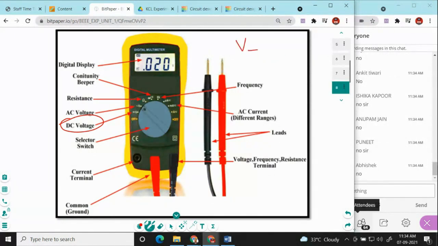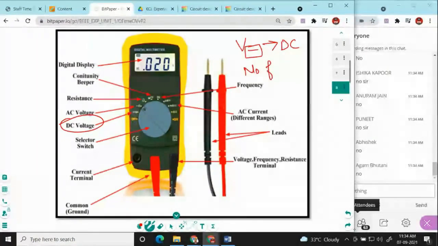When you see V with a dash, that dash symbol represents the DC. Okay, that means this is a DC supply. There is no frequency for the DC supply. Why is there no frequency? Because it is constant at every point. Let's suppose that this is voltage and this is amplitude. Okay, and this is the DC voltage. Let's suppose that this is 3 volt. So the amplitude remains the same at all levels.